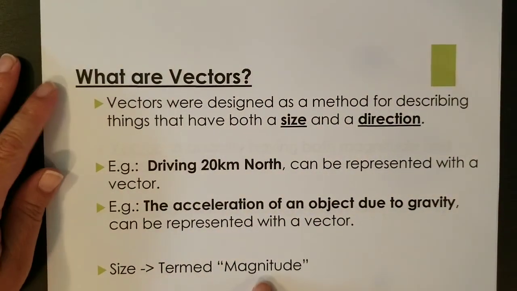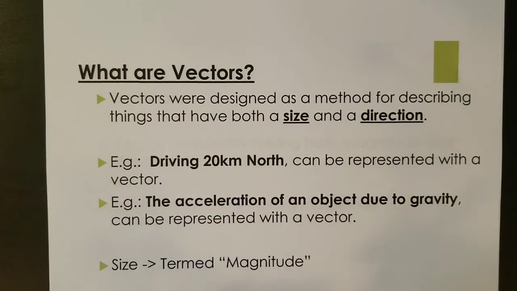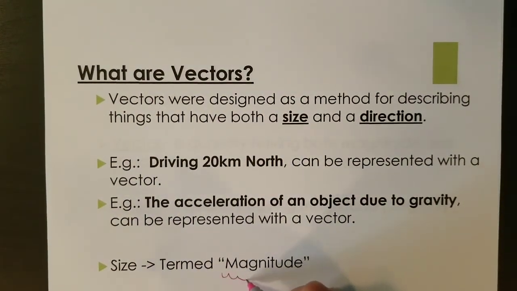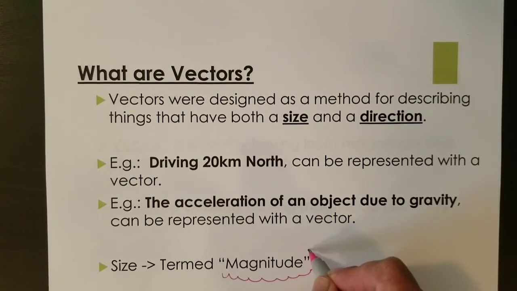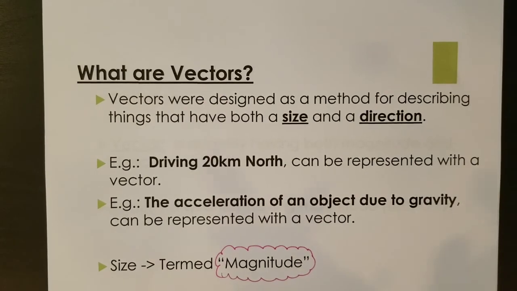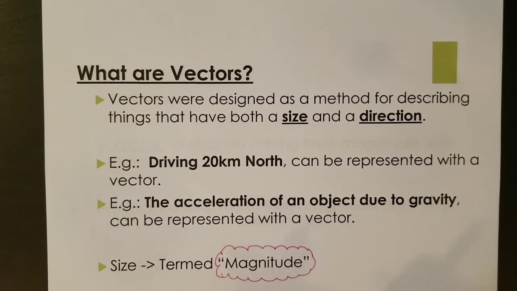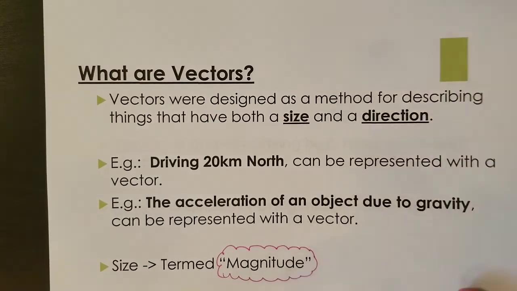Another word for size is magnitude, and that's the one that we're really going to use in our discussions about vectors. So we're going to talk about the magnitude of the vector and the direction of the vector.